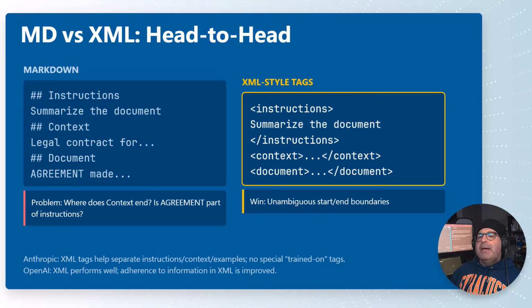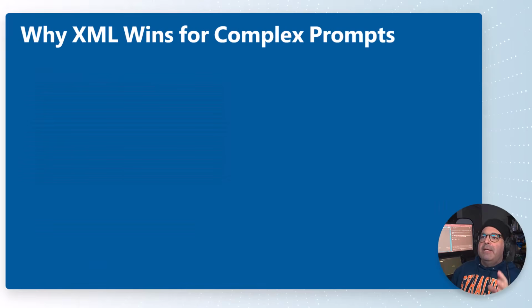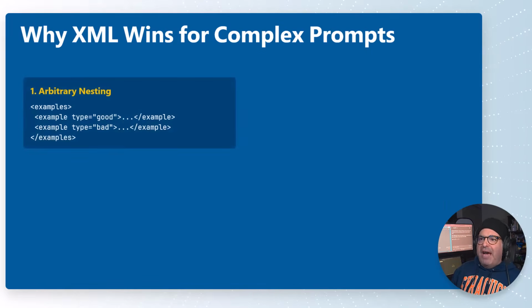But if you're using XML-style tags, particularly with opening and closing tags, you're being very unambiguous about the start and end of each boundary. That's the basic idea. And this is actually sourced in the vendors' literature. Anthropic, OpenAI, Google all discuss XML as a way to make your prompts more effective.